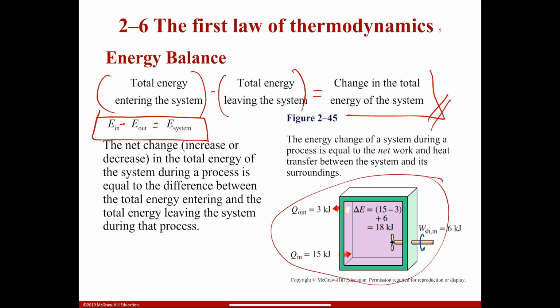We have the work of the shaft equals 6 kilojoules, and then we have some heat coming into my system, which equals 15 kilojoules, and then Q out coming out of my system equals 3 kilojoules. So what's happening? If we apply this equation right here, everything that comes in minus everything that comes out will be equal to your system.